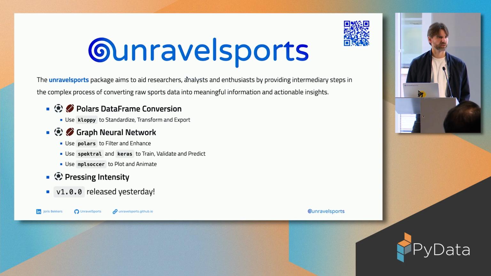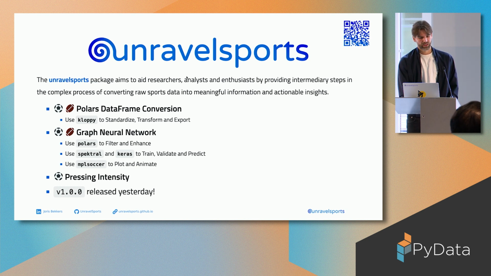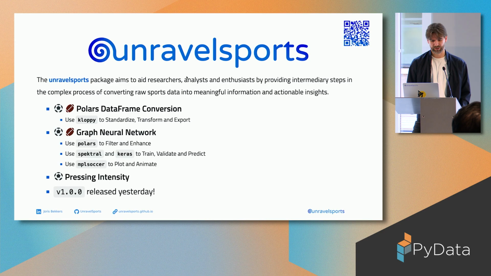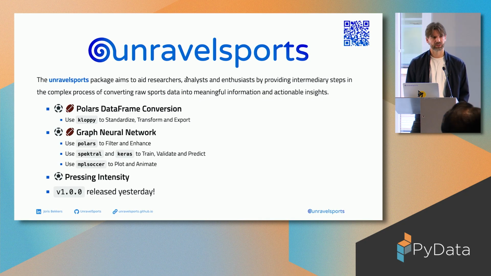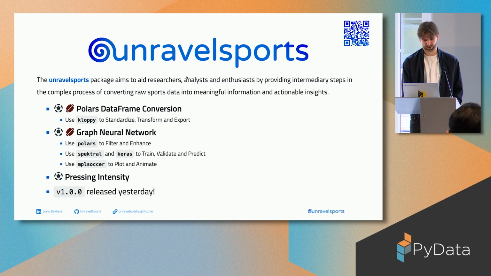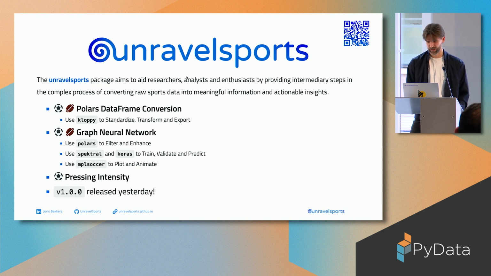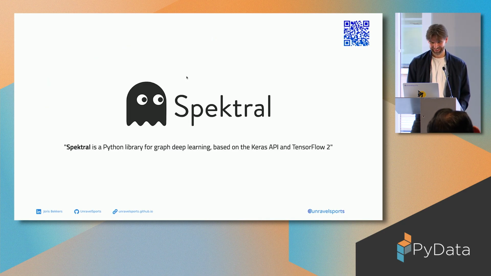We'll also use Unravel Sports. So Unravel Sports is the package that I created from our graph neural network research, and it allows creating sort of standardized Polars data frames from the Kloppy data. The main goal is to create graphs from these data frames. So we create graph structures, and then we can train and validate and predict our models. There's also this processing intensity that I did research on. It's kind of separate from the rest of the functionality. And then I pushed version 1 yesterday just to be able to say that I pushed version 1. You have to do that sometimes.